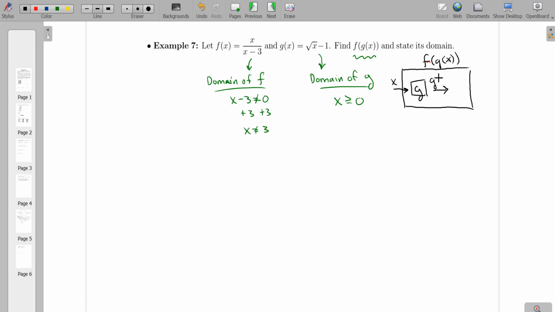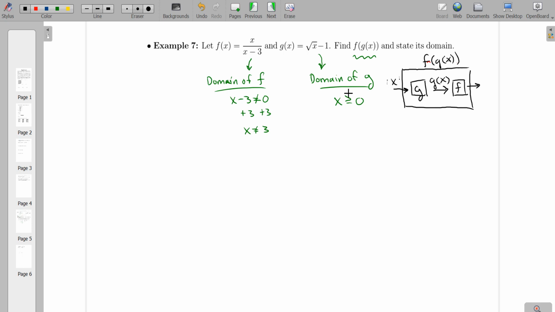They're of course coming out of g as g of x, and then they're getting sent into f, and then they come out the other side. So based on this diagram, on the one hand, I note that it's important that x follows all the rules that g needs it to follow. In other words, we're going to use the domain of g. We're going to use the domain of that inside function.